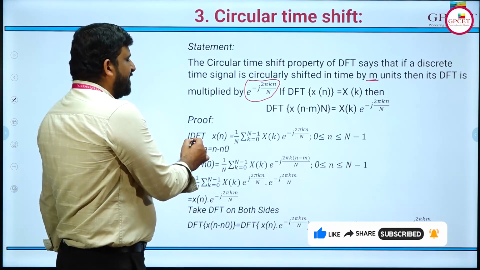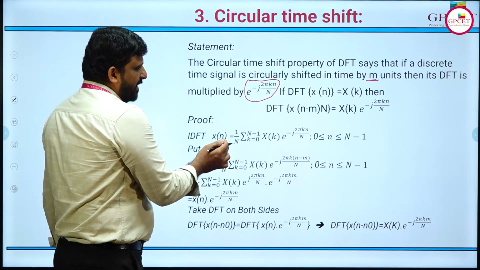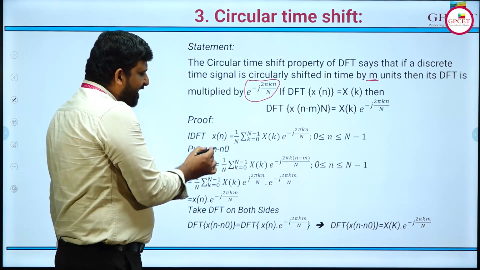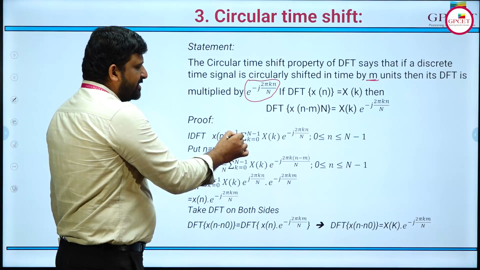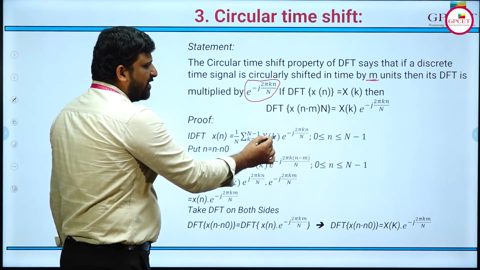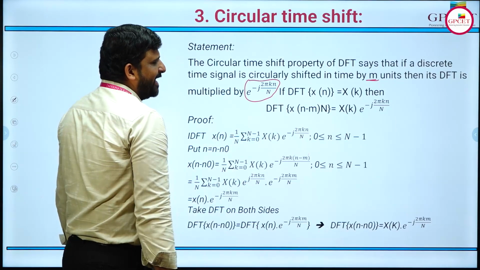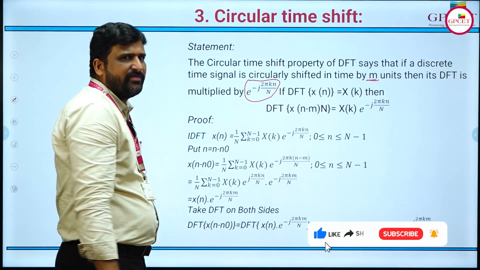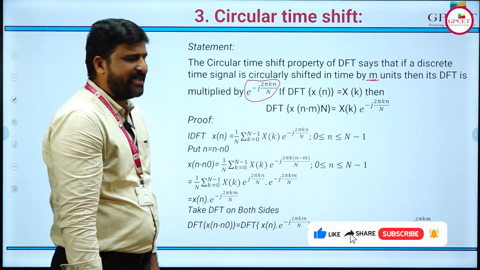Okay, now we will see that. So consider the inverse discrete Fourier transform of X of k. I am taking the equation of IDFT, x of n, which is nothing but 1 by N summation k equal to 0 to N minus 1 X of k e power j 2 pi k n by capital N, which is the generalized equation of the inverse discrete Fourier transform.